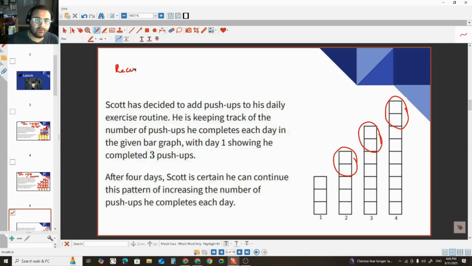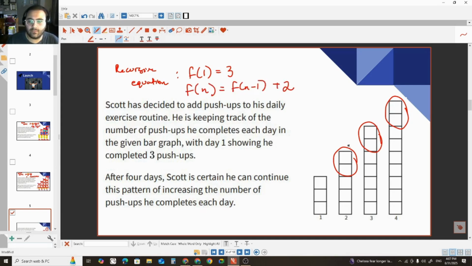And finally, we have a recursive way of thinking. Here's a recursive equation. On day one, we have 3. And then each subsequent day, we're adding 2. So we start with 3, and then we add 2, add 2, add 2. We add 2 to the previous day. So this is our recursive way of thinking. You can use the recursive expression next equals previous plus 2 as well. That's also appropriate at this time.